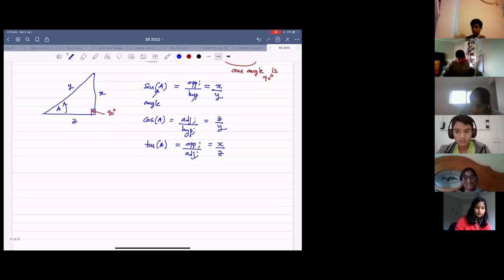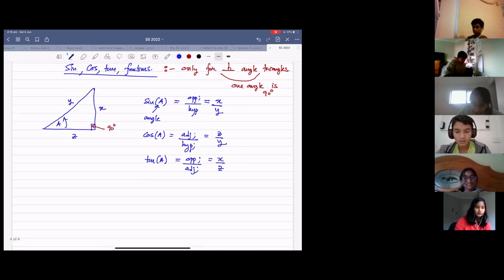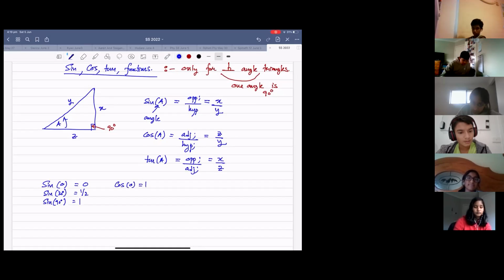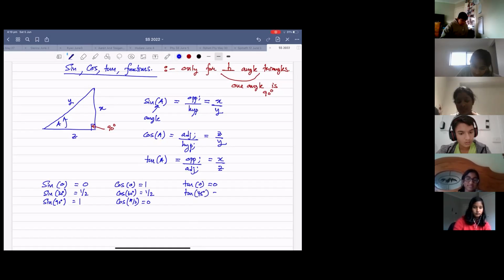we need to know certain values here, right? Those are sine 0 is 0, sine 30 is half, sine 90 is 1. Those values we have to know. Again, cos 0 is 1, cos 60 is half, cos 90 is 0. Then tan 0 is 0, tan 45 is 1. Those things you should know, right?